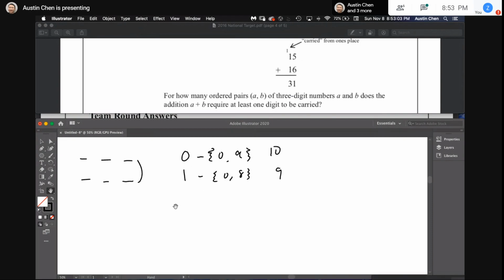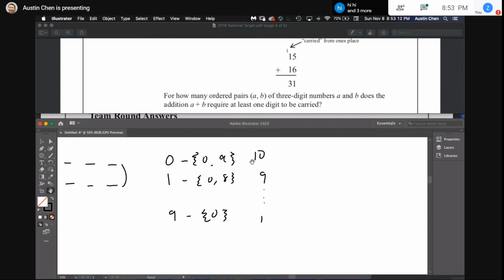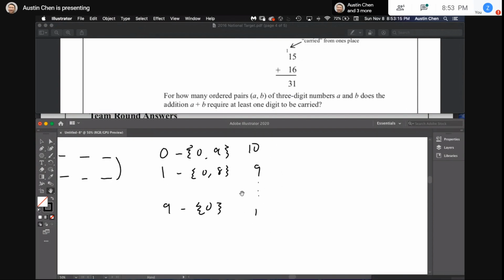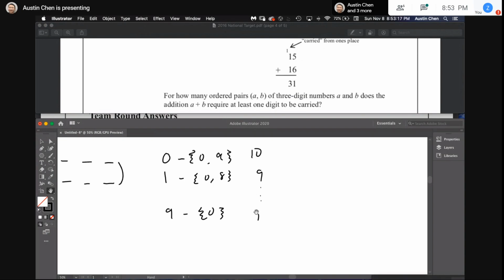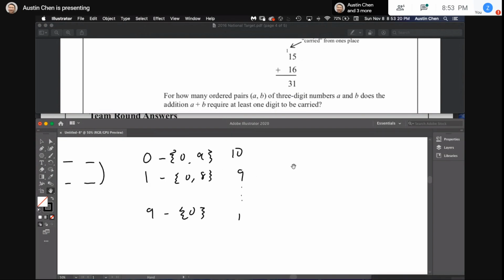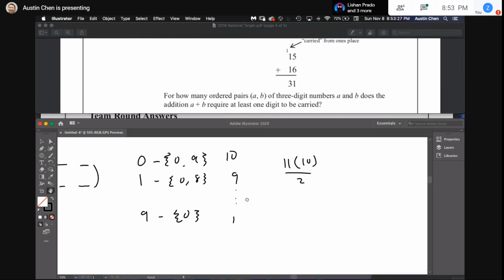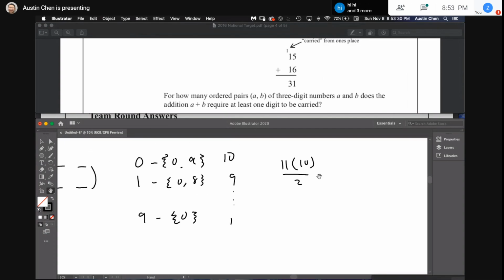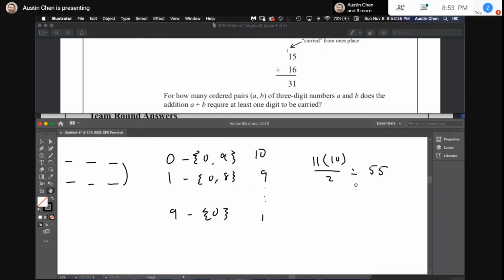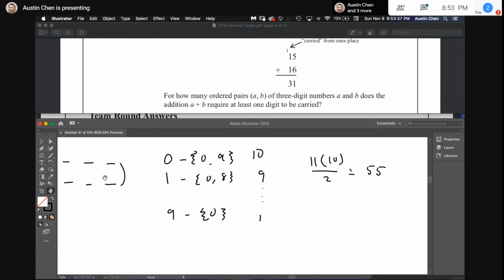So this is going to continue with all the numbers until you get to 9, and 9 just has 0, right? So then our total number of cases for this is just the integers of 1 through 10 added together, which is just going to be 11 times 10 over 2. This is the sum of the first and last numbers, and this is the number of numbers we have, and we divide it by 2. So then this is 55. So we have 55 cases for this, right?